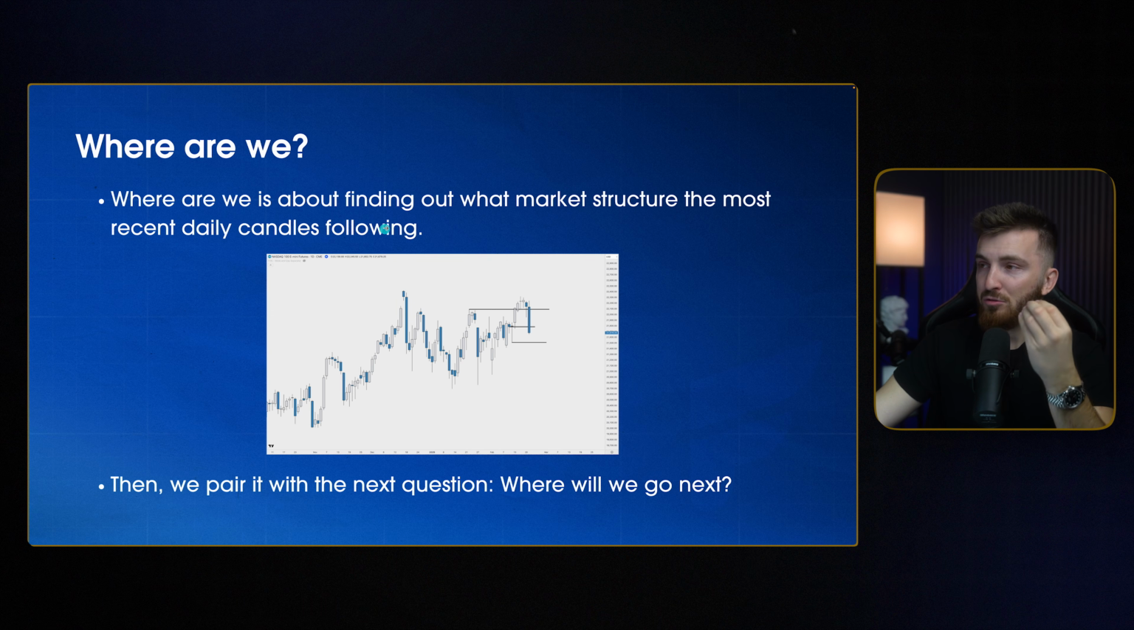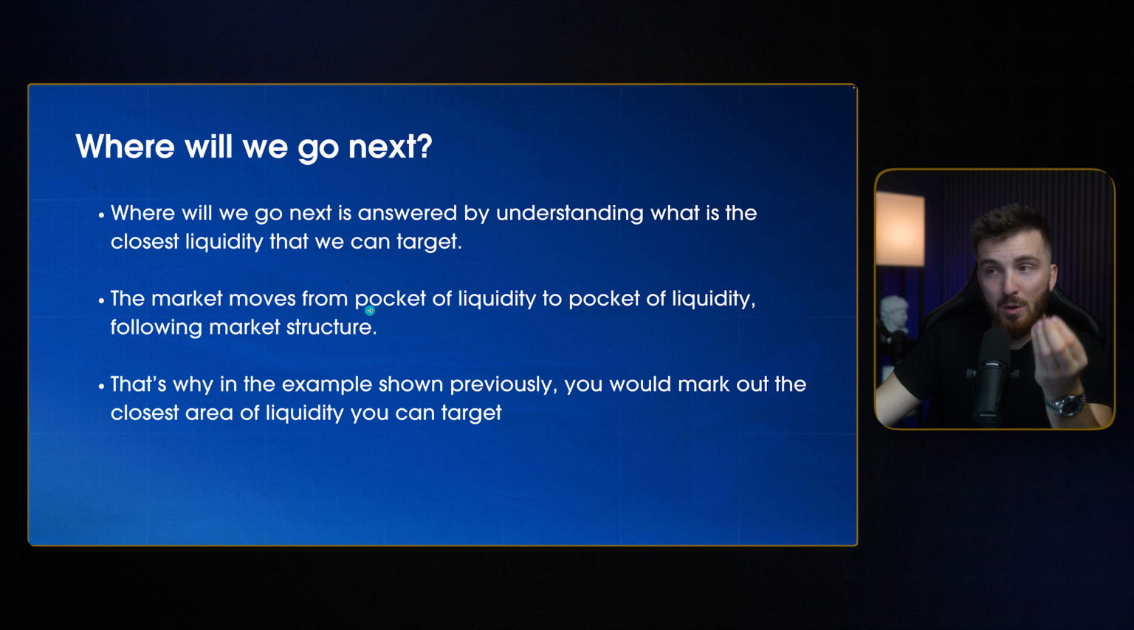Where are we is about finding out what market structure the most recent daily candles are following. So once again, you can see that we had the sweep of the high and we had this very big bearish candle, and that is resulting in bearish market structure. Then we pair it with the next question, which is where will we go next? Where will we go next is answered by understanding what is the closest liquidity that we can target.